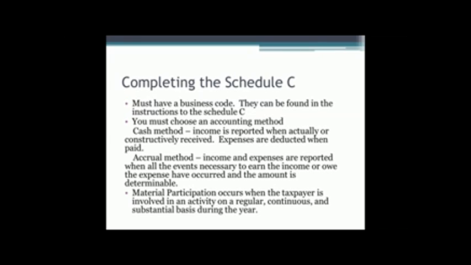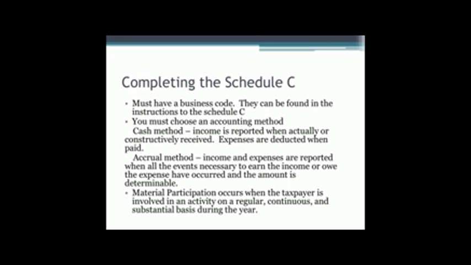Completing the Schedule C, you must have a business code. They can be found in the instructions to Schedule C. You must choose an accounting method. Cash method is when income is reported when it's actually or constructively received. Expenses are deducted when paid.